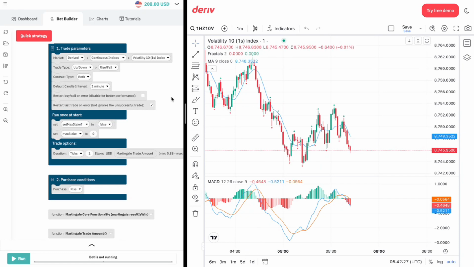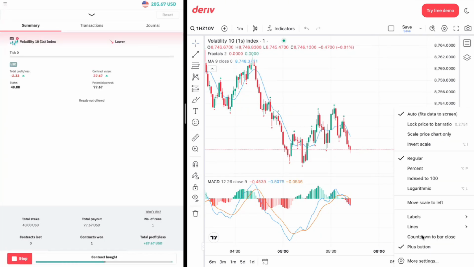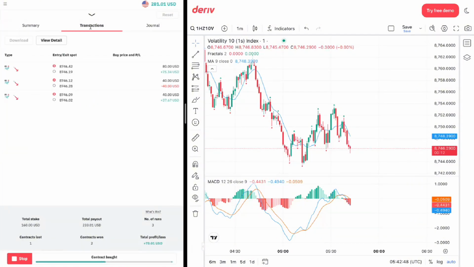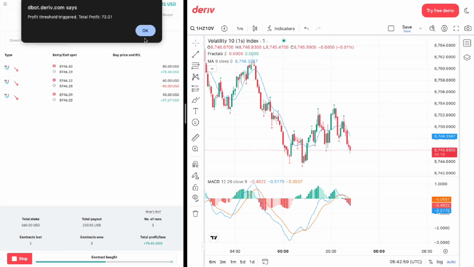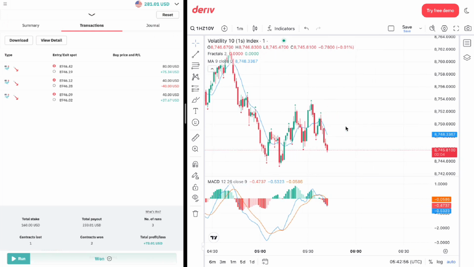So like this one, before we miss it, let's put a strong fall here. Okay. So you just need 2 runs. We put this countdown to bar close. And that's it. So the reason I took the trades quite fast is because the conditions had already been met.